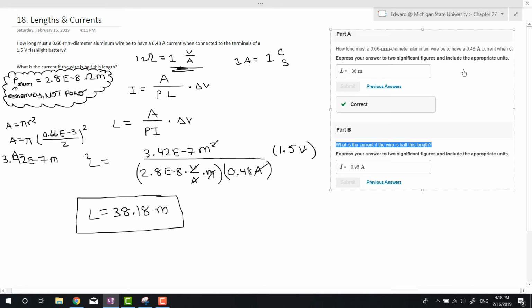The question's right here. What was the question again? Oh, to find how long the wire must be. Okay. Well, what is the current if the wire is half its length?